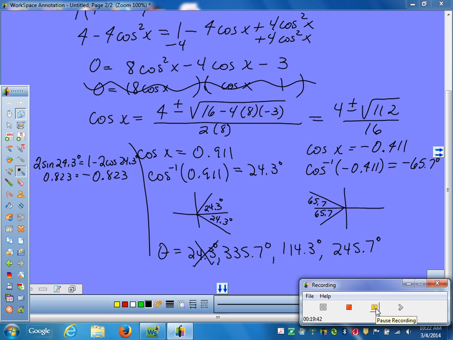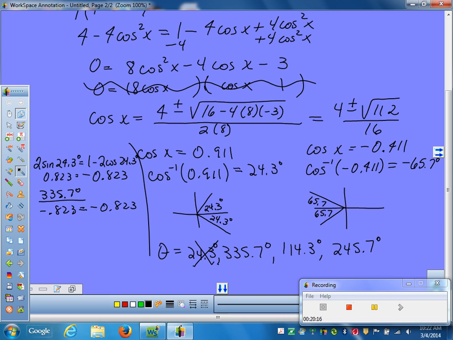There's another answer that does not work. Front row, somebody in the front row, you got 335.7. Somebody in the second row, throw 114.3 in your calculator. And somebody in the third row, throw in 245.7. Find out which other one doesn't work. Okay, if you do 335.7, you got negative 0.823 and negative 0.823. So 335.7, oh my god, you missed a lot.